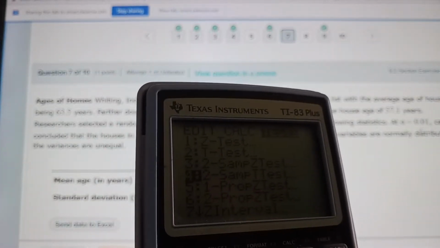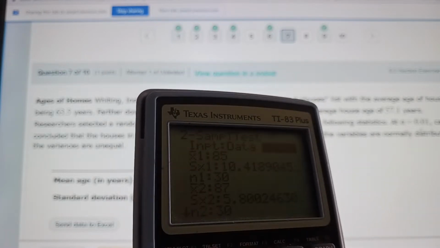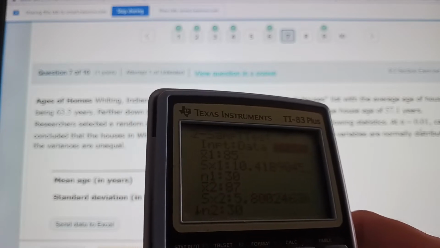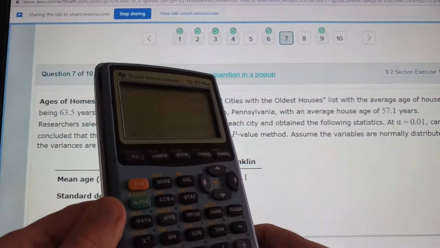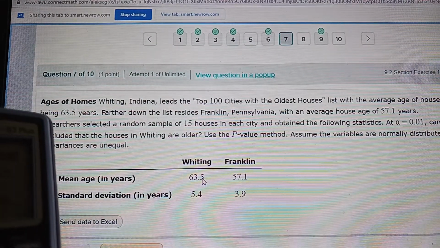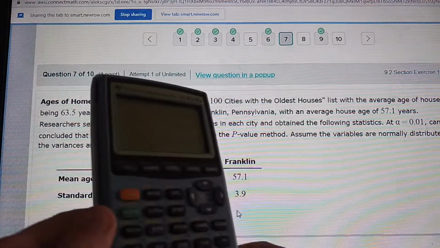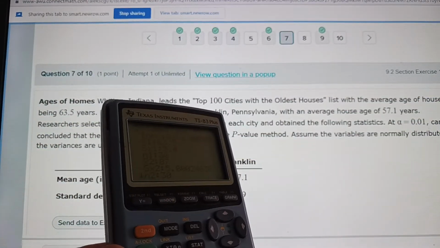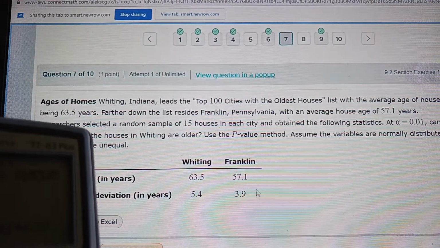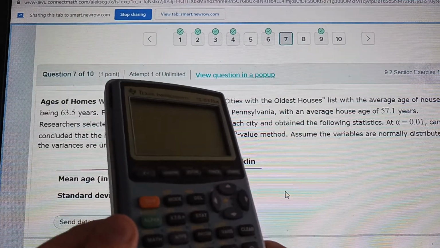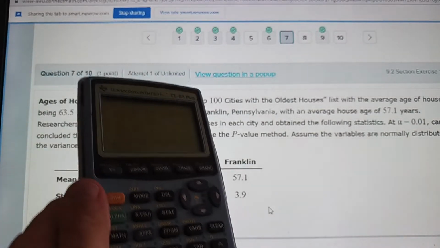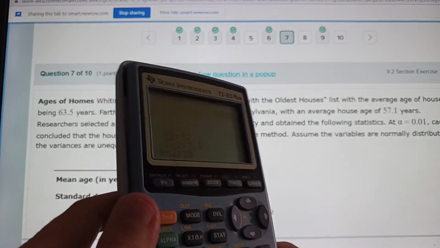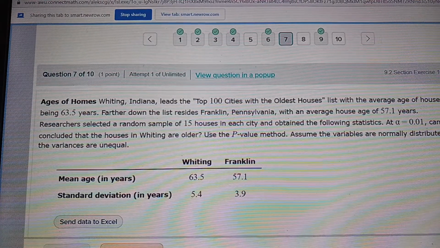2-sample t-test because we don't know sigma. We have our sample standard deviations. Keep yourself on stats for input. They want X bar 1 first, that's 63.5. S1 or SX1, that's 5.4. Both sample sizes are 15, so N1's 15. X bar 2 is 57.1. Now in the sample it looks like the Whiting houses are older in average age. That maybe is a significant difference right there. SX2 is 3.9. N2 is also 15 because it's a random sample of 15 in each city.